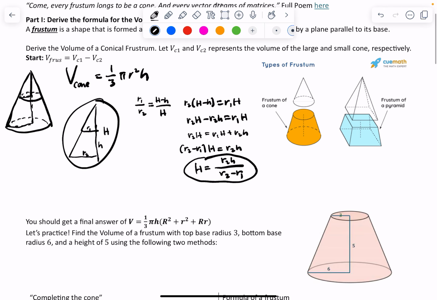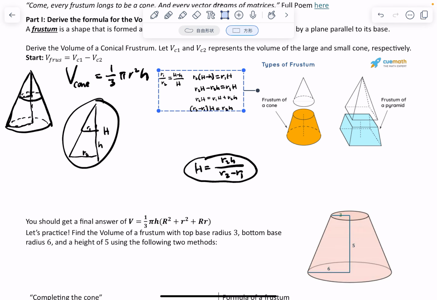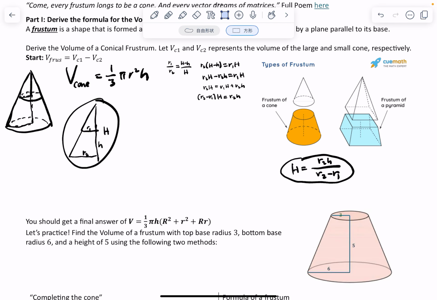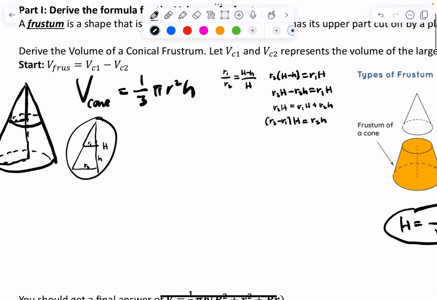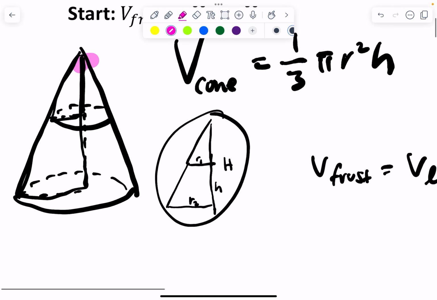Now you might not really know where we're trying to go. I'm going to minimize this a little and put this here. But ultimately, to find the volume of the frustum, we want to take the larger cone and subtract the volume of the smaller cone. We want to take this whole thing minus this portion.